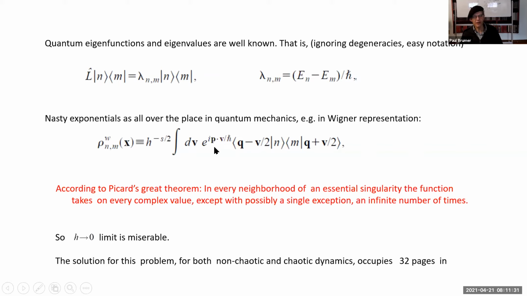So let me remind you of what is called Picard's great theorem, which is that in every neighborhood of an essential singularity, and here the essential singularity is h bar equals 0, the function, that is this thing, takes on every complex value, with possibly a single exception, an infinite number of times. So if you approach this limit of h bar goes to 0 from different directions, you will, amazingly enough, pass through every single complex value an infinite number of times. So as I put it here in my less mathematical statement, the h bar goes to 0 limit is miserable.